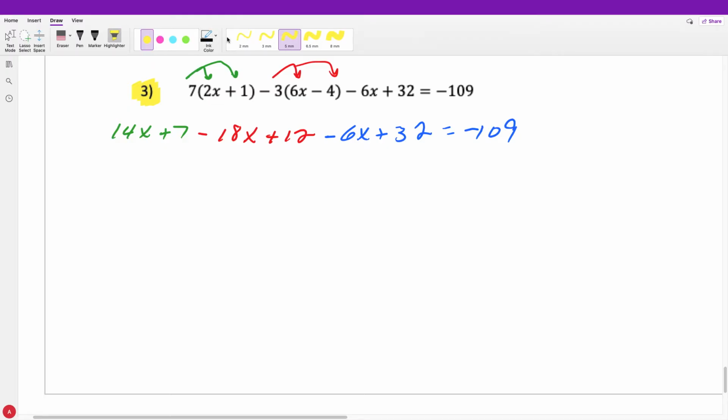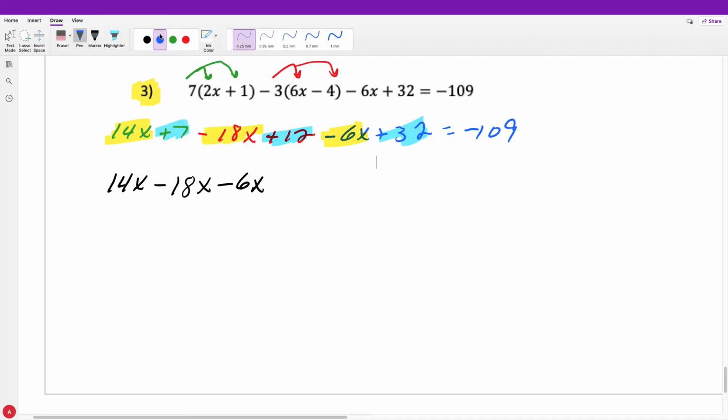What I'm going to do now, and this is what I suggest, but you don't have to, is I'm going to rewrite all of my variables so that they're next to each other, just so that way I can see everything. So it's going to be 14x minus 18x minus 6x. And then I'm going to go ahead and rewrite all of my constants next to each other, just so I'm grouping them together. And it might be a little bit easier for me to do this while they're next to each other. So plus 7 plus 12 plus 32 is then equal to -109.